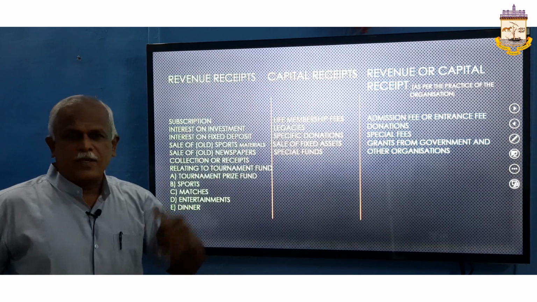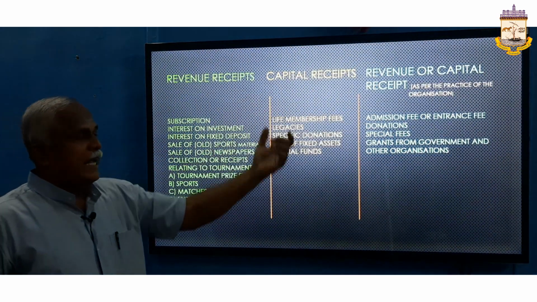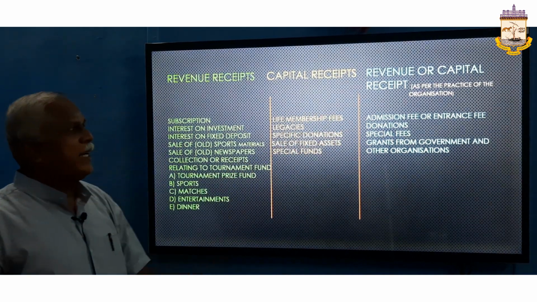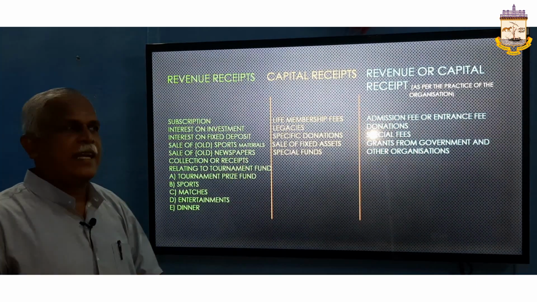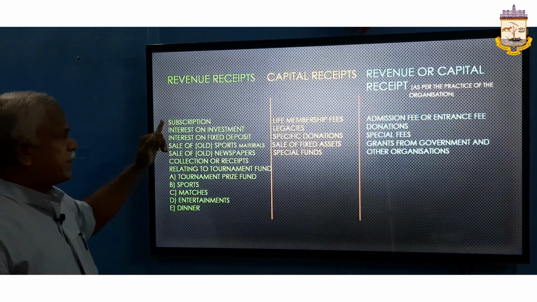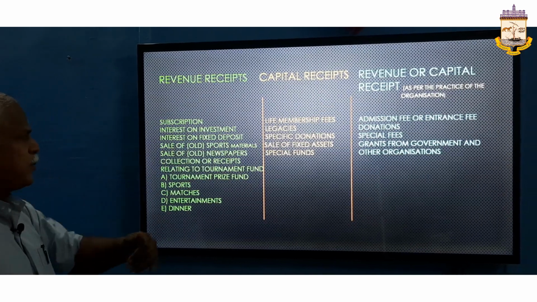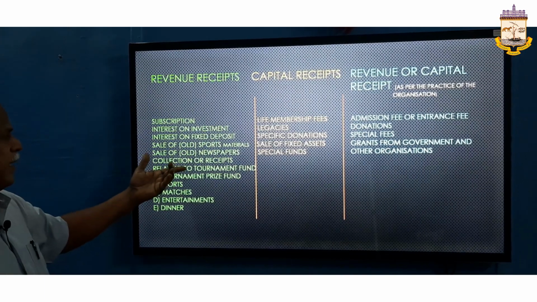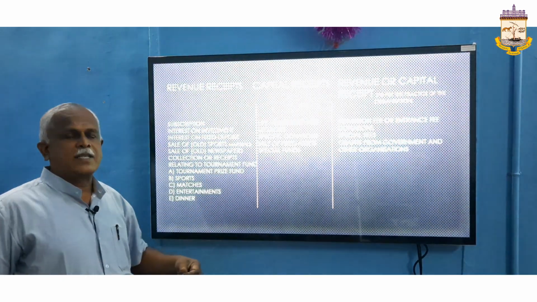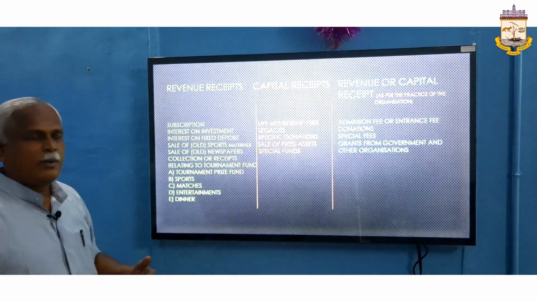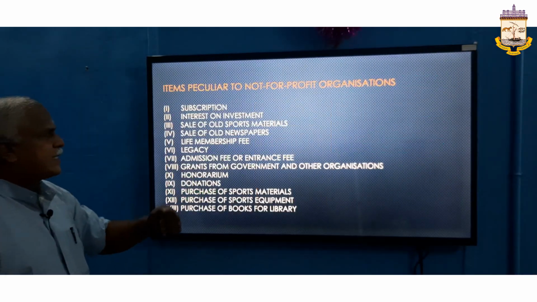Now, since we saw various items, let us try to classify them. Revenue receipts, capital receipts. What are revenue or capital receipts? As per the usage, sometimes they may change the category. Revenue receipts are subscriptions, interest on investments, interest on fixed deposits, sale of old sports material, sale of old newspaper, collections or receipts relating to the tournament fund, that is conducting tournaments, district level or inter-club tournaments, tournament prize fund, sports fund, matches, entertainments, dinner, etc.